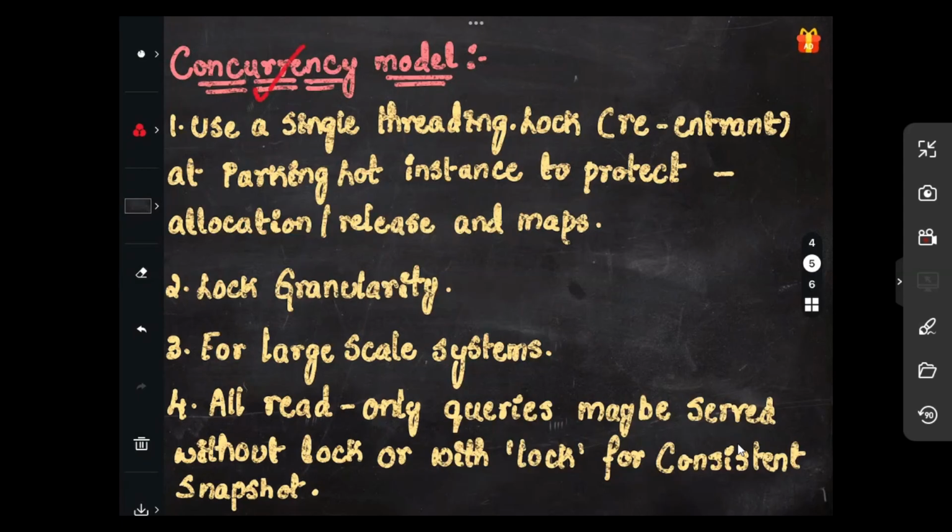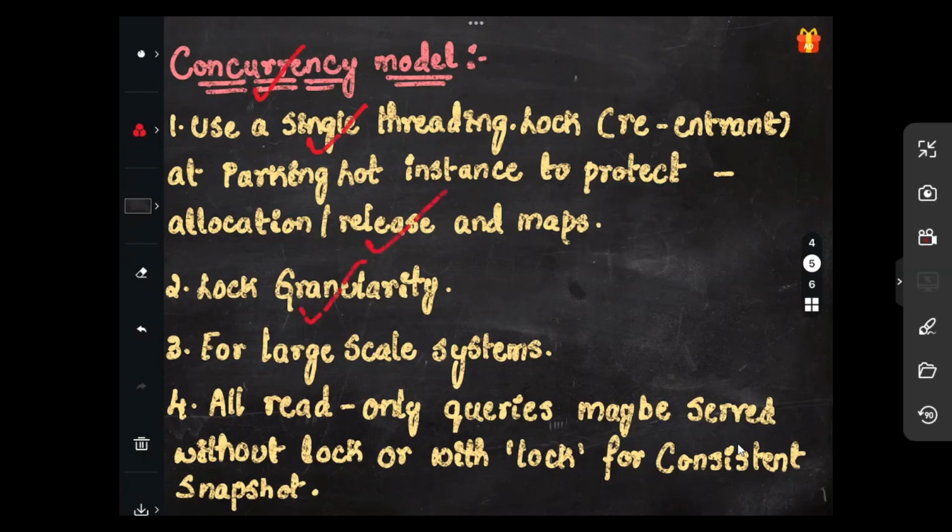Now let's move on with the concurrency model. The first step here would be using a single threading dot lock. Using a single threading dot lock means we will be going with a threading lock, nothing but the re-entrant lock at parking lot instance, just to protect the allocation or release and maps, right? So this is fine.